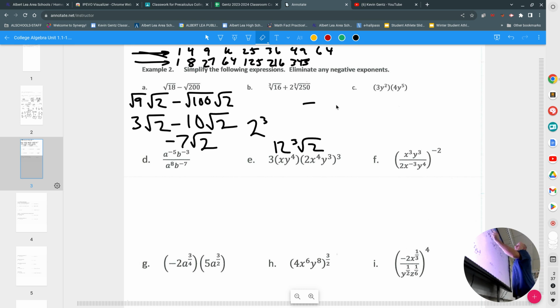So let's try a couple problems that you probably know how to do. I want you to try letter C on your own, and I want you to try letter D on your own. Lots of people had success with those. It seemed like they already knew how to do them. You give them a shot.